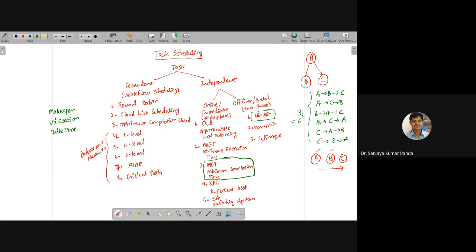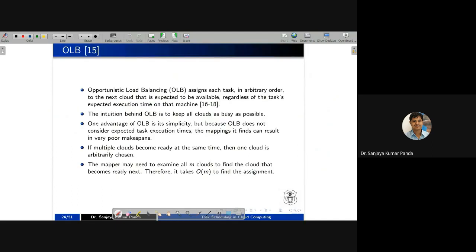But with standardized data sets, getting a result better than MCT in the online algorithm case, or Min-min in the case of offline algorithm, is very difficult or very challenging, you can say. Okay, so let us start with our discussion on the online algorithms. Then we'll go for the offline algorithms. So the first algorithm we'll discuss is called opportunistic load balancing.